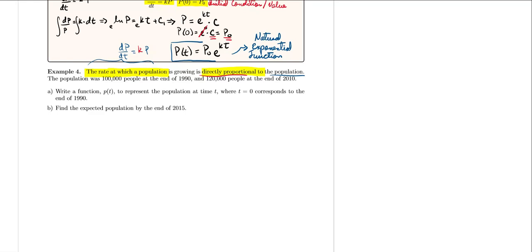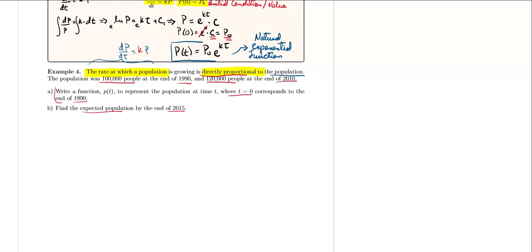Now, what else is this problem telling us? Well, they're telling us that the population was 100,000 people at the end of 1990, and it was 120,000 at the end of 2010. With this information, we want to write down a function, p of t, to represent the population at time t, where t equals 0 corresponds to the end of 1990. And with this function, we want to figure out the expected population by the end of the year 2015. Okay, so how do we begin this problem?